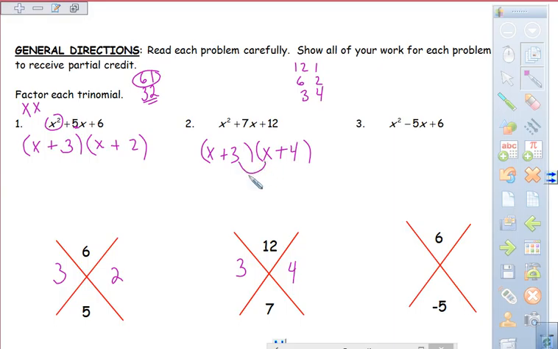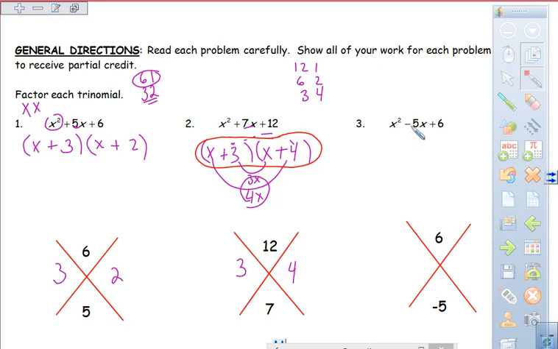Just to double check, my insides give me 3x, my outsides give me 4x. So those two add up to give me 7x. And if I multiply my last together, those would give me the 12. So my answer is binomial times binomial right in the red.